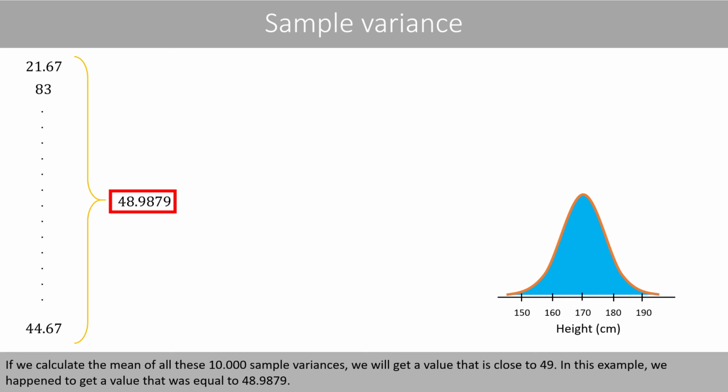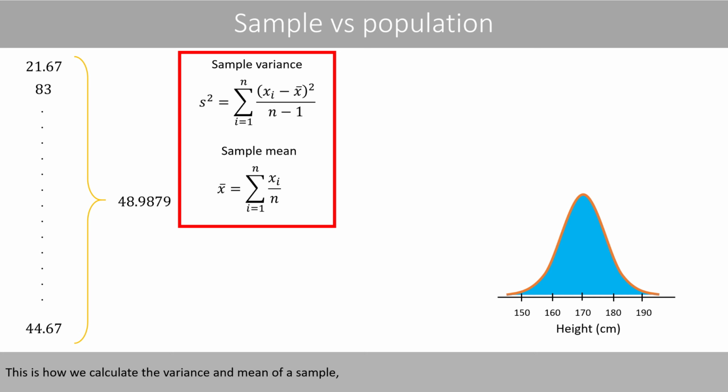If we calculate the mean of all these 10,000 sample variances, we will get a value that is close to 49. In this example, we happen to get the value that was equal to 48.9879. This is how we calculate the variance and the mean of a sample.